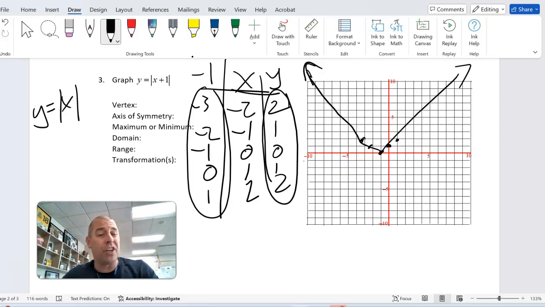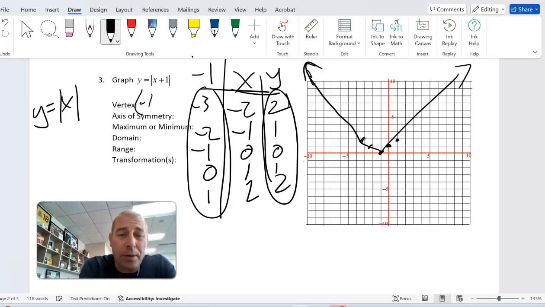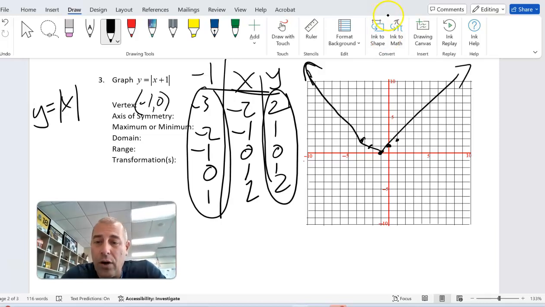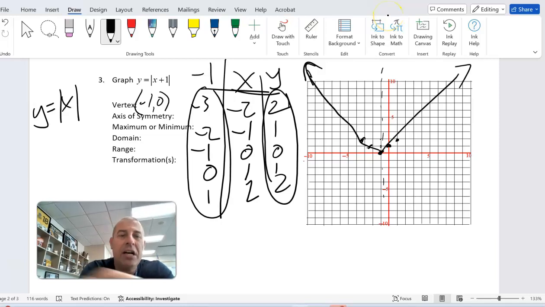So when we're talking vertex, and I know we didn't do this on the other problem, we're talking the ordered pair -1, 0. All right, boom, right there. Axis of symmetry. As you can see here, if I draw my dotted line, we're 1 away, 1 away, 2 away, 2 away. So my axis of symmetry is going to be x equals -1. Max or minimum, it's got a minimum because remember it bottoms out.